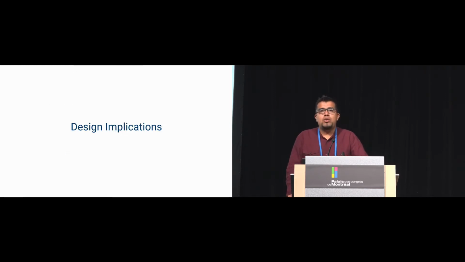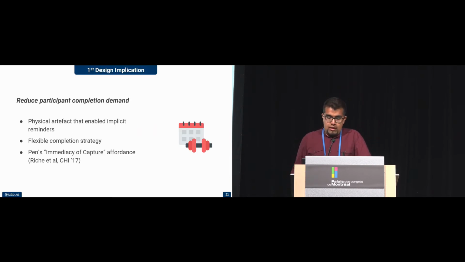Based on these topics, we came up with five design implications for future self-reporting artifacts. The first one being to reduce participant completion demand. So we did this by having a physical artifact with a visual presence that served as a reminder for its completion. We also had a flexible completion strategy in terms of retrospective filling and in terms of error handling. But we also think it's because of the immediacy of capture of a pen, presented last year in CHI. That basically means that it's very quick to capture what's in your mind with pen and paper.